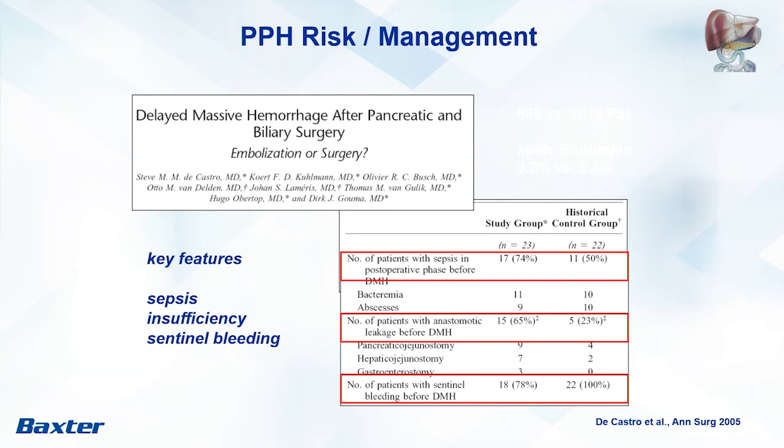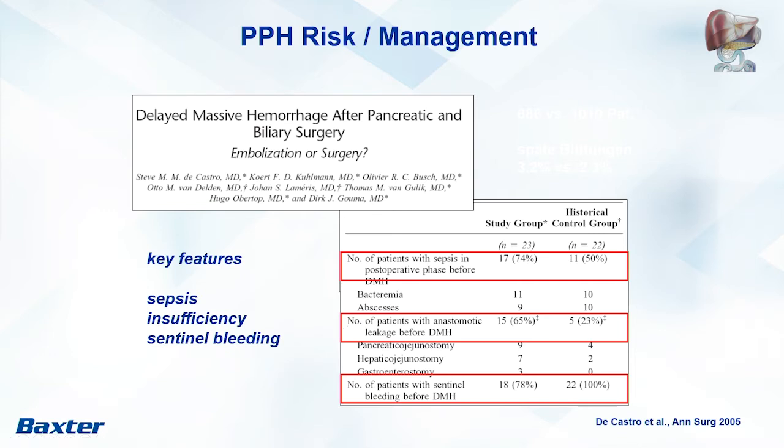What about the associated complications with pancreatic fistula? Of course, the worst one is bleeding, post-operative or post-pancreatectomy hemorrhage. And this is a 15-year-old study from the Dutch group comparing a study group and a historical control group. I don't want to go into the management, I just want to show you these key features. What are the patients at risk for bleeding? These are the ones that have a sepsis before the bleeding occurs. Of course, they more or less all have a pancreatic fistula behind. This is the cause for the sepsis and the cause for the bleeding, of course.